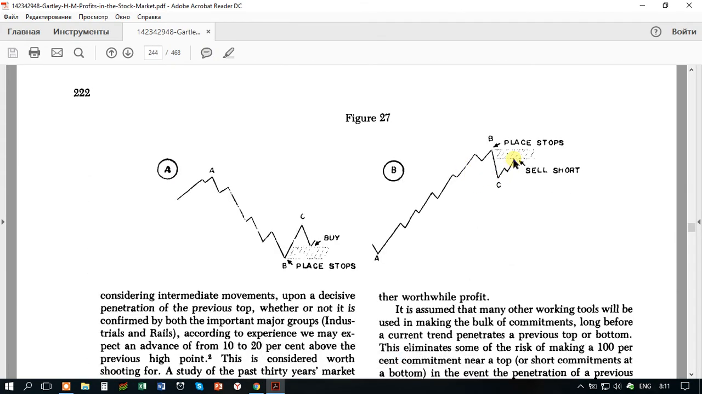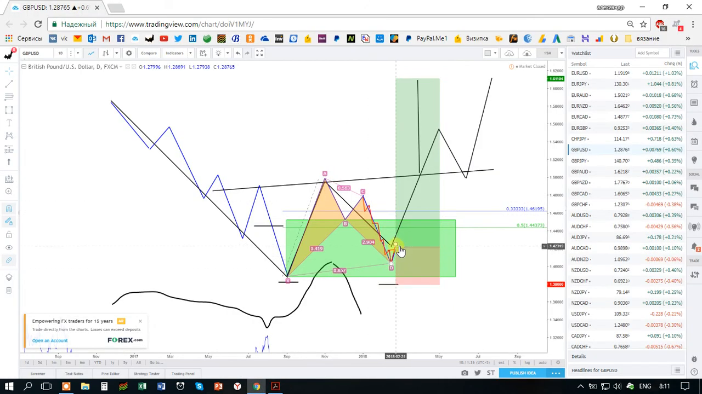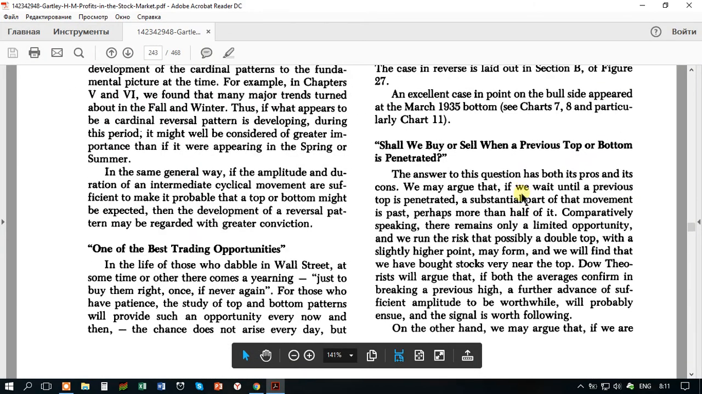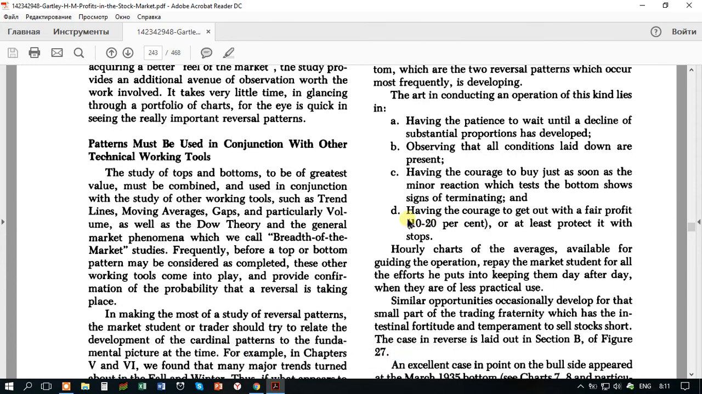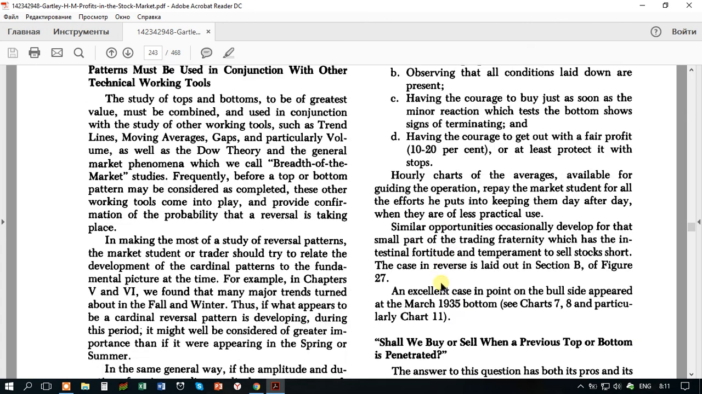So you see that 50% retrace, then you see the canceling movement. It doesn't matter if this movement is straight or zigzagging. So this is X to A to B to C, and then you wait for the D point to complete somewhere here, and the sign of completion is that break of minor trend. Let's look for the other things. And number 4, you should have the courage to get out with a fair profit, 10 to 20%, or at least protect it with stops.